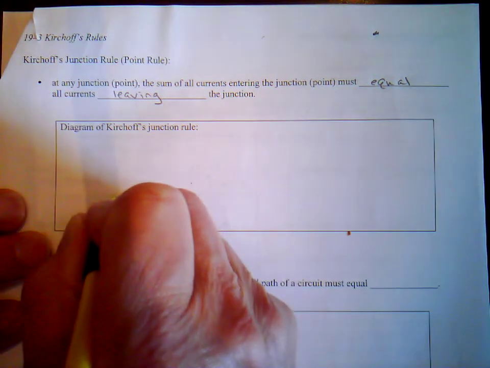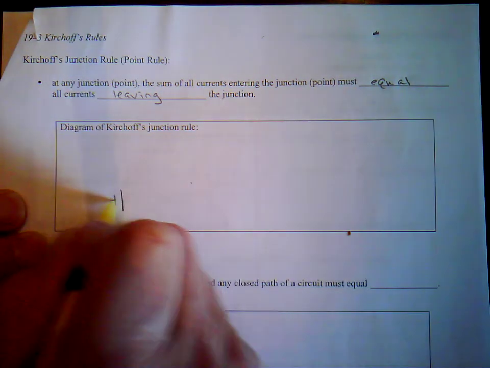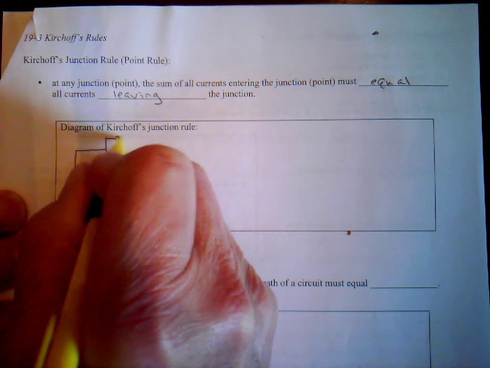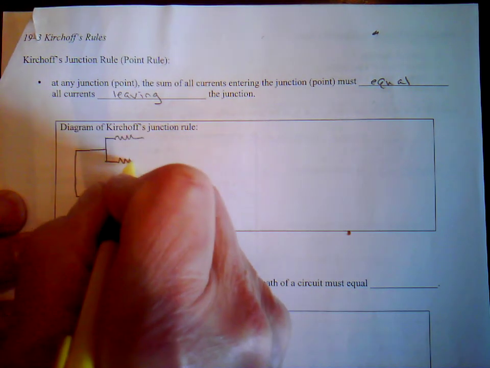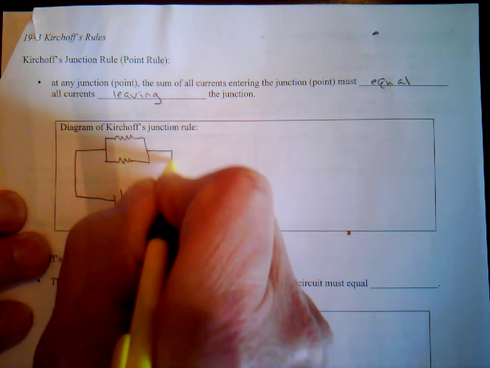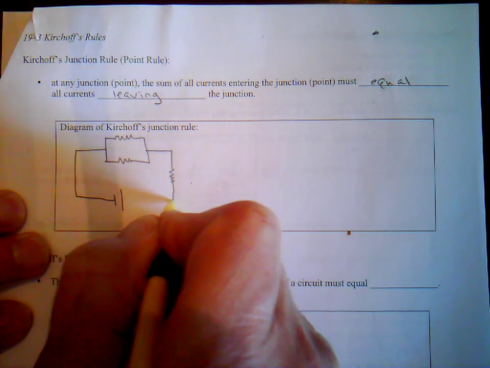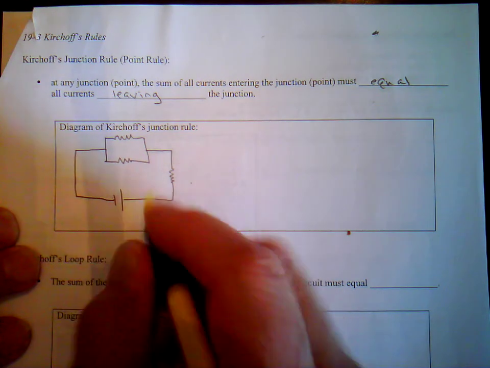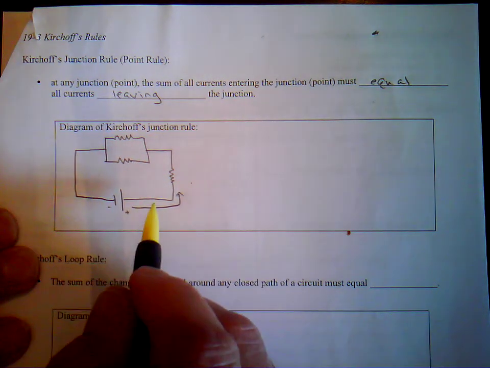So we have a circuit here with a battery. We'll connect this circuit to two resistors in parallel, and let's put a resistor here in that circuit. We know the direction that the current should flow. This is the positive terminal of the battery, this is the negative terminal, and the current always flows from high potential to low potential, so the current is going counterclockwise around the circuit.